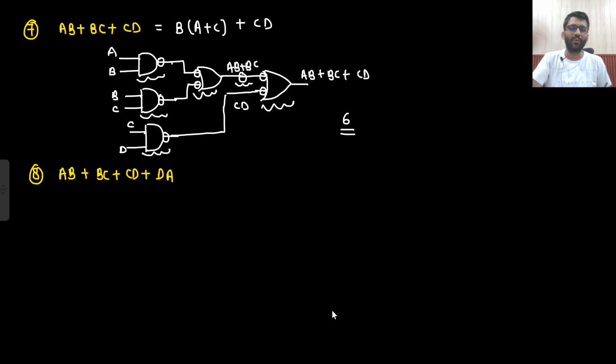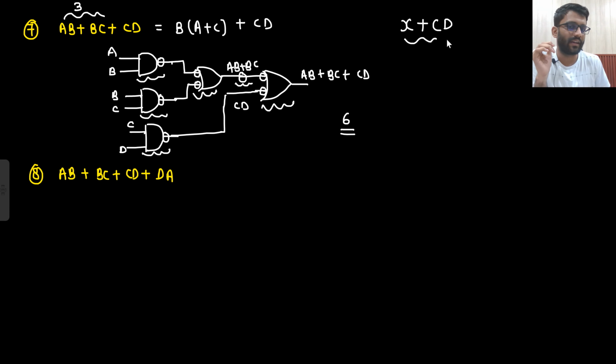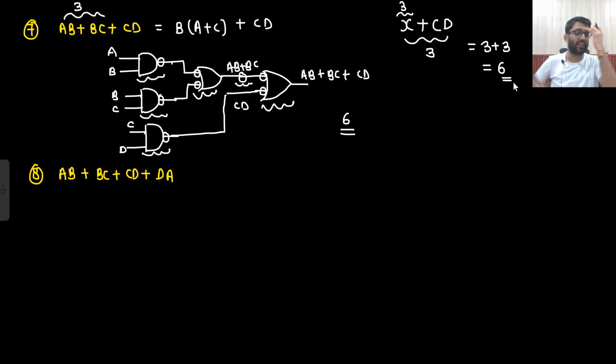Answer is 6. Or how you could have done it? To implement this AB plus BC, how many you require? 3. So let's just say I have implemented this function AB plus BC and I am denoting it as X. So X plus CD I need to implement. To implement X plus CD, how much you require? Another 3. So 3 plus 3 is equals to 6. In the examination, this is how also I can answer. Let's try doing this problem.